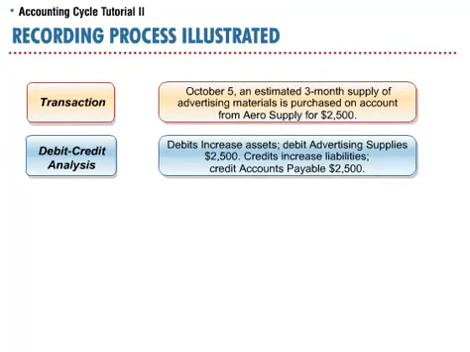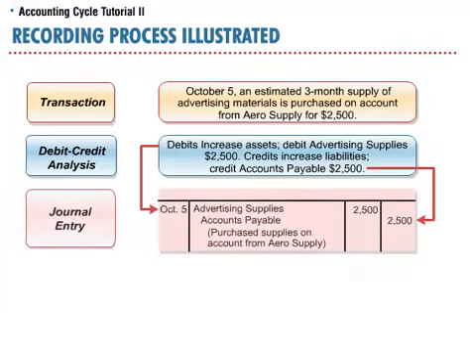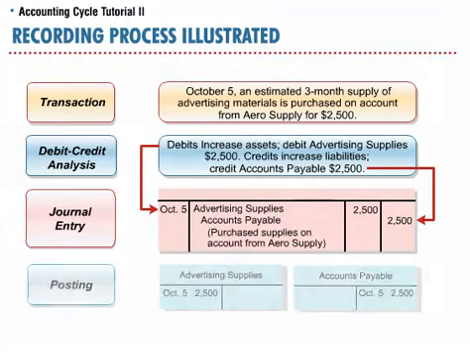Debits increase assets. Therefore, debit advertising supplies $2,500. Credits increase liabilities. Therefore, credit accounts payable $2,500. The journal entry to record this transaction would be as shown, and the posting of this entry would appear in the ledger using T accounts.